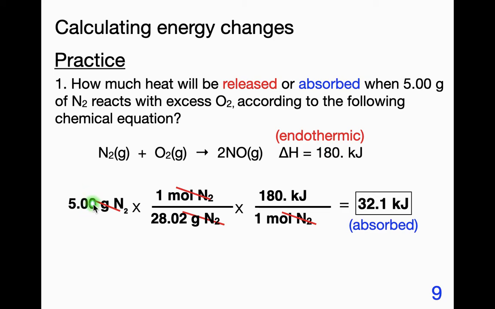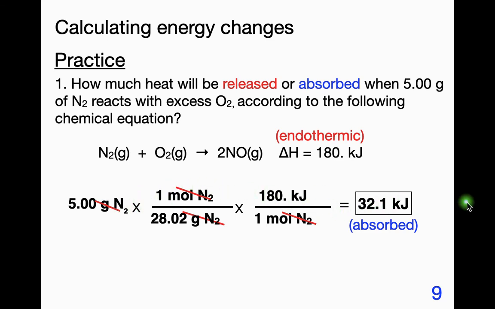So the way that I'm asking you to do it is just in one step. 5 divided by 28.02 times 180 equals. The way that I described a minute ago, you would be doing 1 calculation, 2 calculations, 3 calculations before you get your final answer. And I would argue the chances of you making a mistake would be a lot more doing it that way.